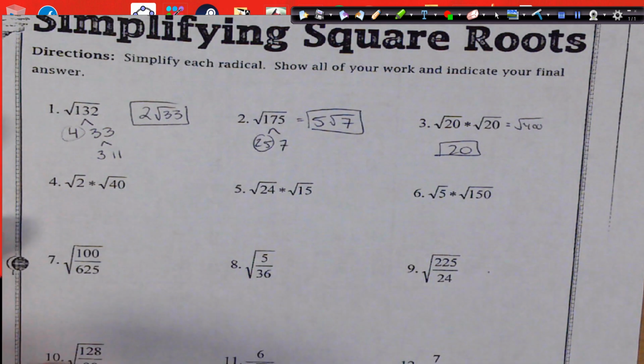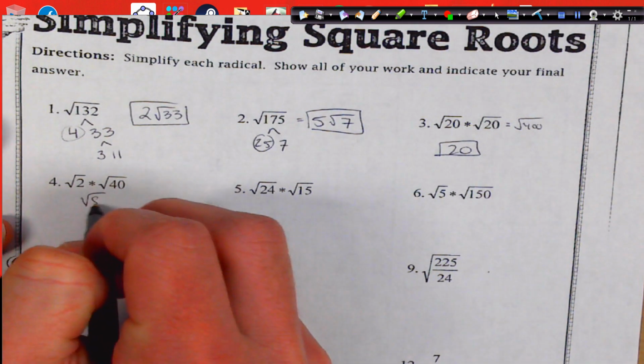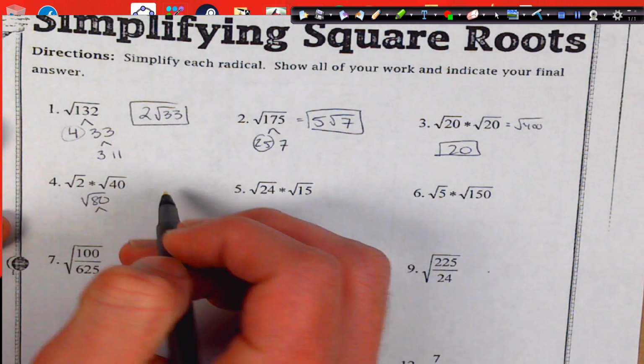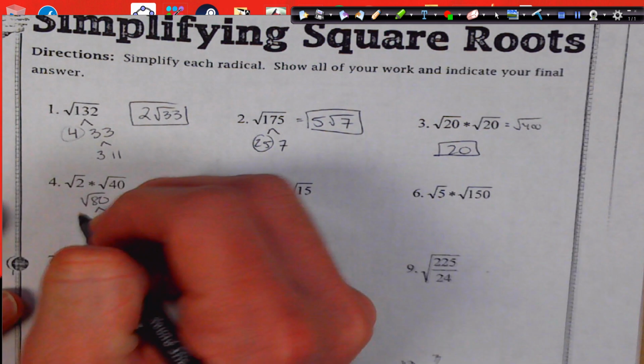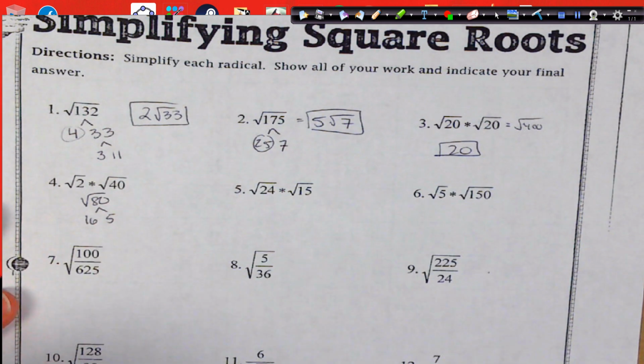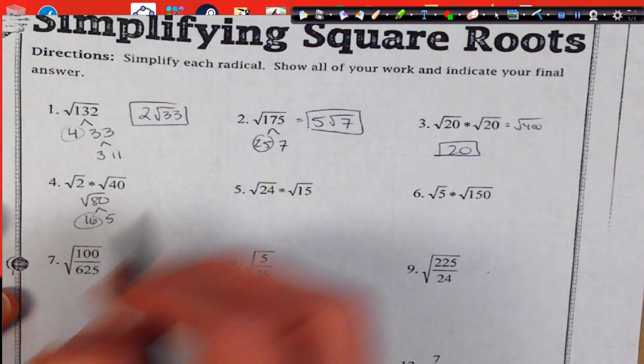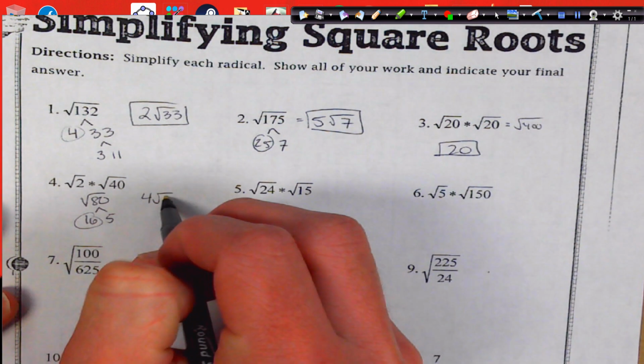Rad 2 times rad 40, we're going to multiply, we get rad 80, and then we have to break that down. Again, I want to see if I can get the biggest perfect square to go into it, and I think 16 does go into it 5 times. 16 is a perfect square of 4, and we're left over with rad 5.